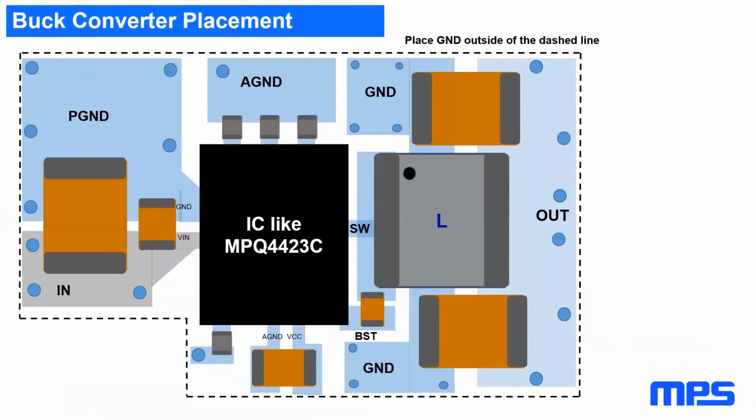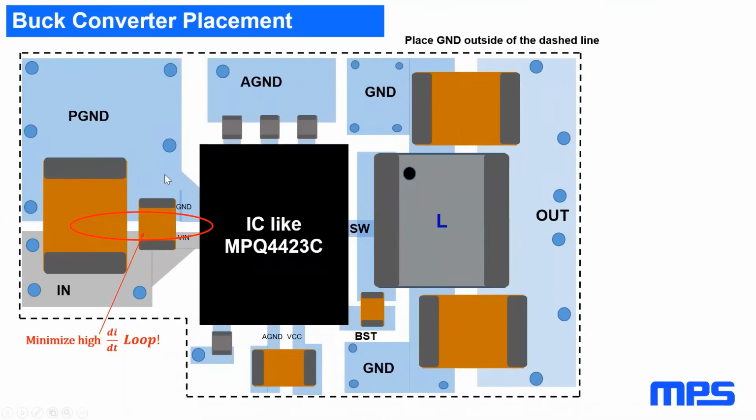Let's have a close look at the buck converter placement example. Here's a new part, a 40 volt 5 amp synchronous buck, 4423C. You see the input capacitors are placed very close to the IC. We have a small 0402 or 0603 type and a larger one with several microfarad next to it. You also see we have a local power ground area that is connected with vias to the ground plane underneath.